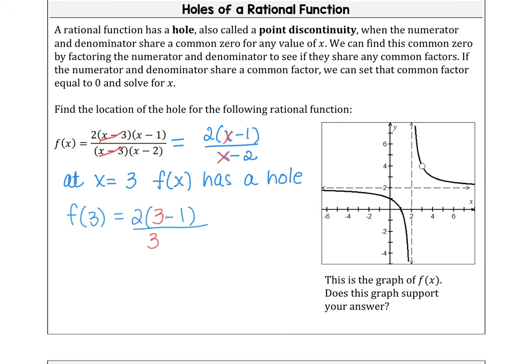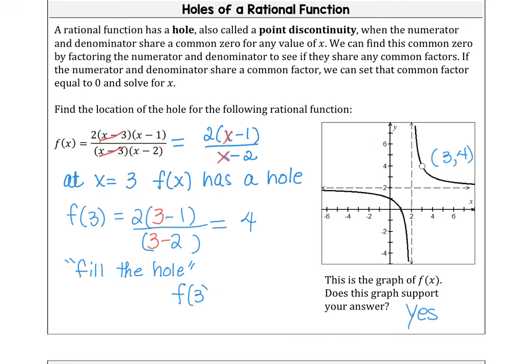So 3 minus 1 is 2 times 2. That gives us 4, and the denominator is 4. So we are filling the hole. It's like we're filling the hole by removing that common factor up here with the x minus 3. We filled the hole, and this hole is located at the ordered pair 3, 4. And that does support our work. So when x approaches 3, y is approaching 4.